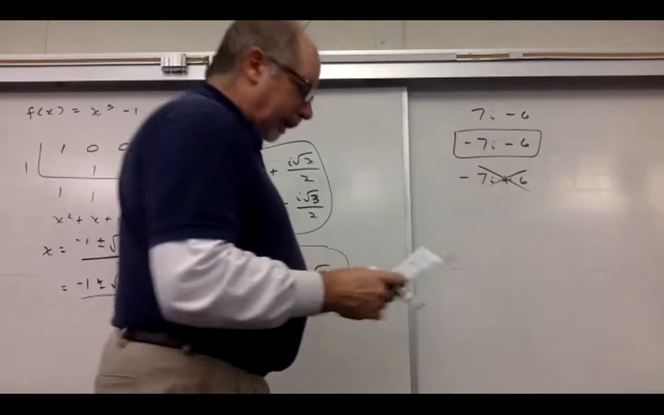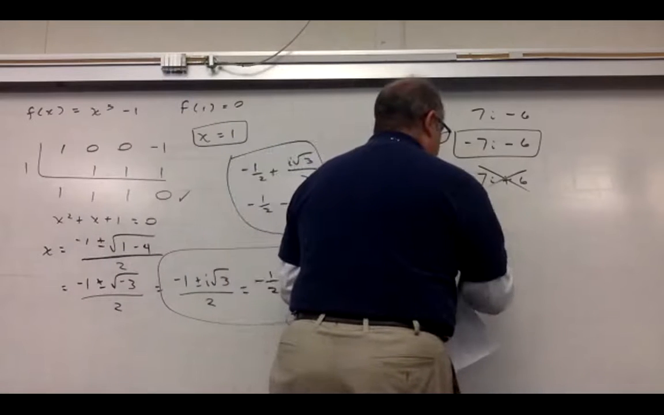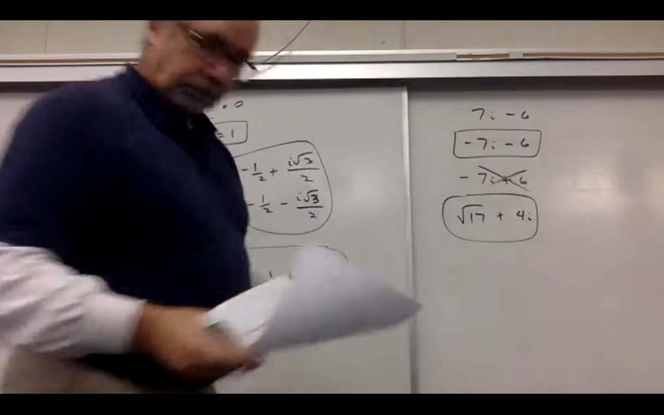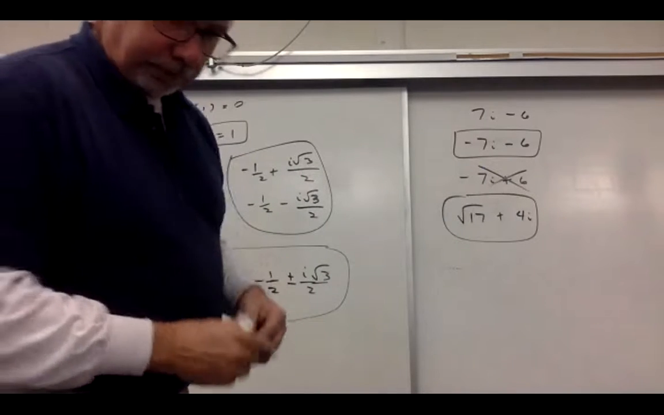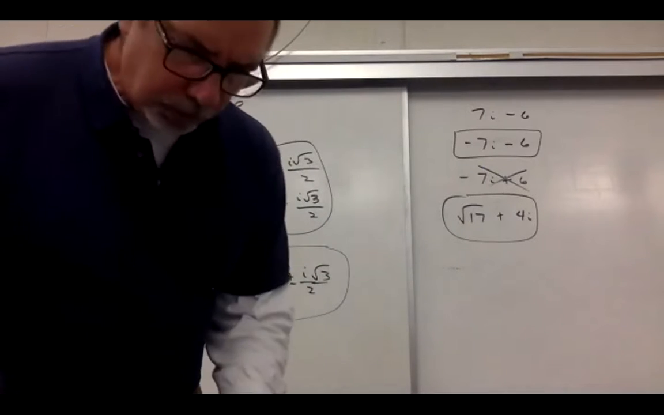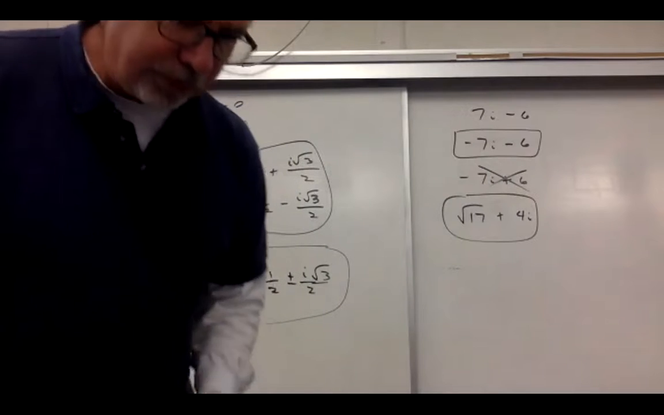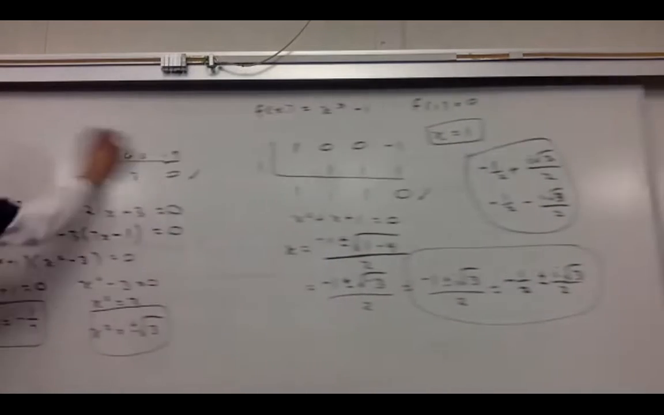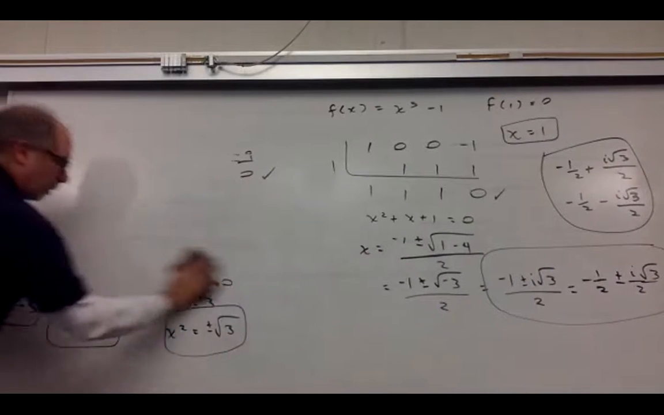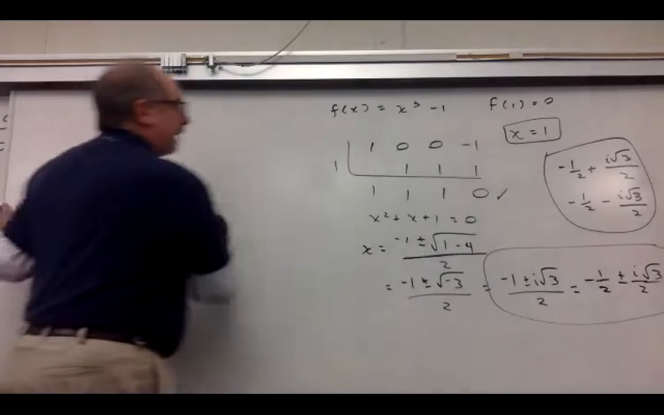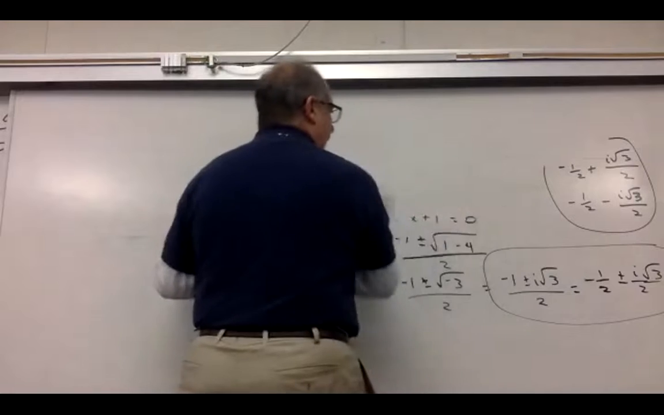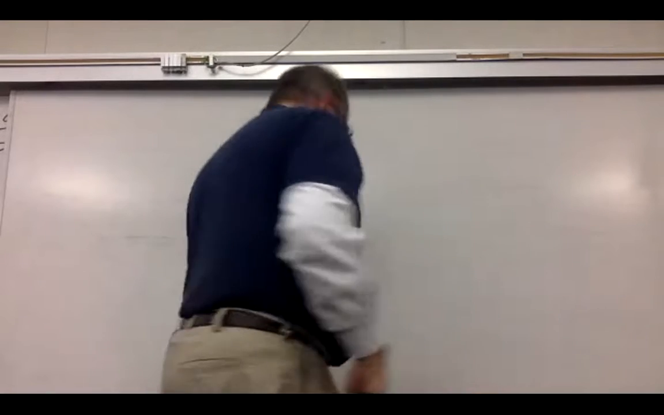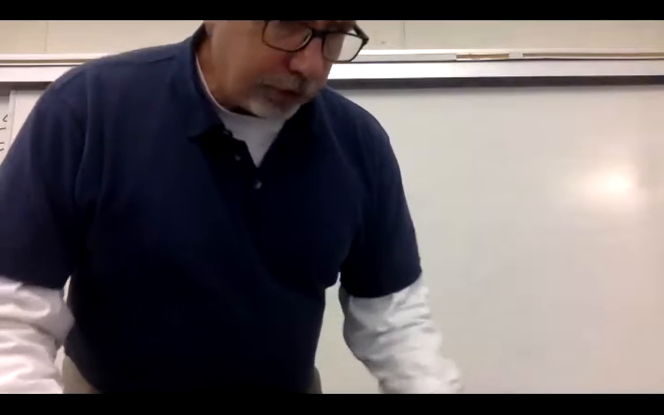For number 14, they wrote it in conventional form. The other 0 would be root 17 plus 4i. Okay. All right. Number 15 is one similar to the daily 2. Factor the function and sketch a possible graph.